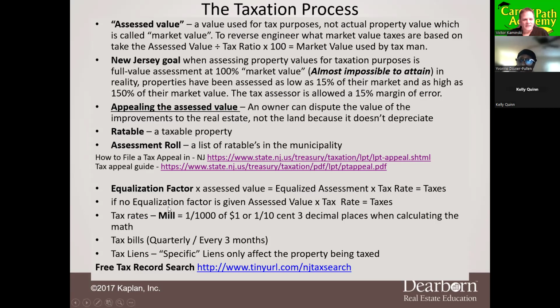Okay. Now let's see. Tax liens are specific liens. They only affect that one property that's being taxed. They don't affect any other property that you have.